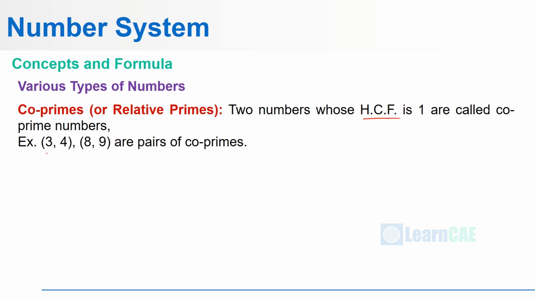For example, 3 and 4 are a pair of co-primes. Similarly, 8 and 9. These two are divisible by 2 and 3 respectively, but they don't have any common factors other than 1. So these are called co-primes.